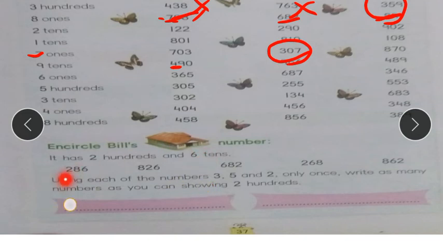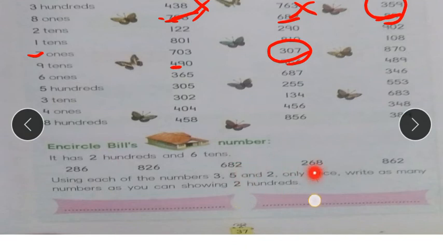Here 2 is in hundreds place, but 6 is not in tens place. So that is not Bill's house number. Look at this number. Here 2 is in tens place. So this is also not Bill's house number. Check this one. Here 2 is in ones place. 2 should be in hundreds place. 2 का place value क्या होना चाहिए, 100. यहाँ पे क्या है, 1 है, तो ये भी Bill's का house number नहीं है.